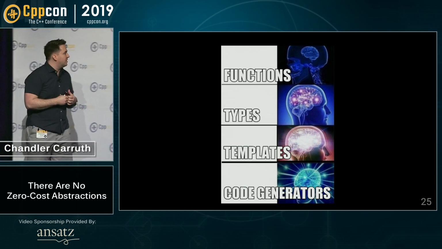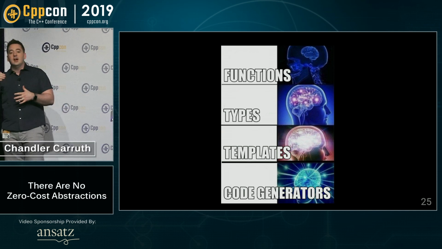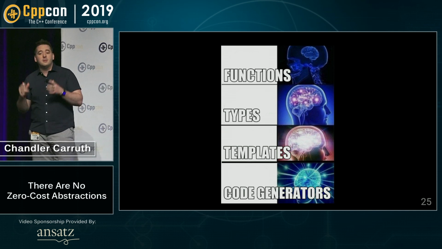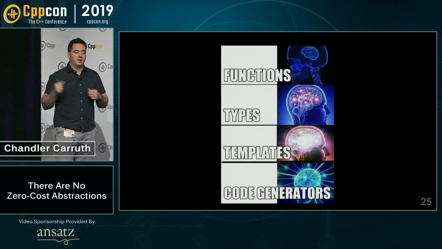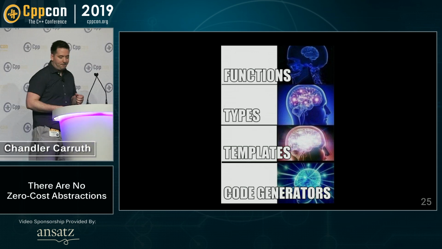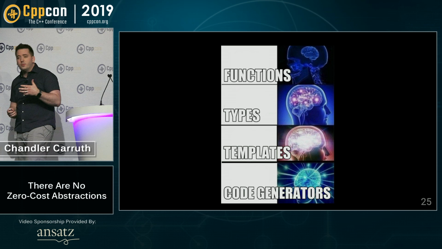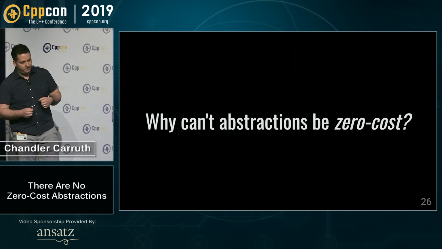I mean, functions are pretty easy, but when you get to types and templates, much less generated code, it can be incredibly difficult to reason about how your code works with these abstractions, okay? And these are real human costs of abstractions that we need to remember.